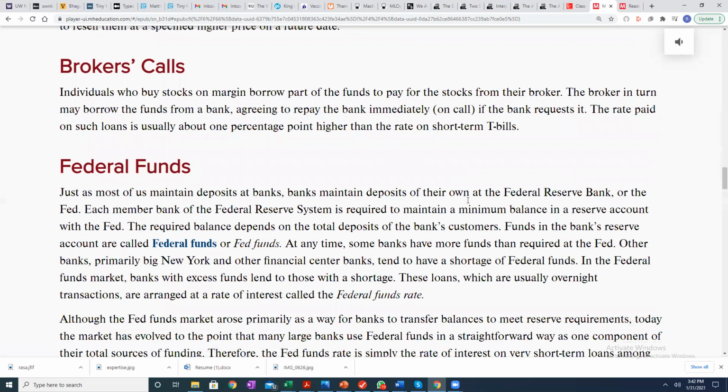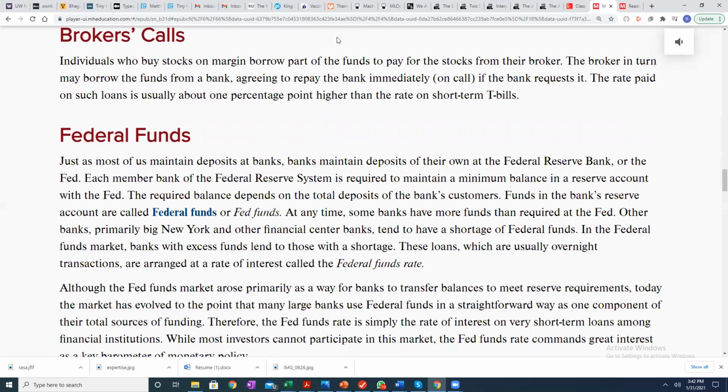Brokers call individuals who buy stock on margin, borrowing part of the funds to pay for the stocks from their broker. The broker in turn may borrow the funds from a bank, just like we are seeing now with the GameStop deal. Various brokers had to get short-term loans of $1 billion or more.